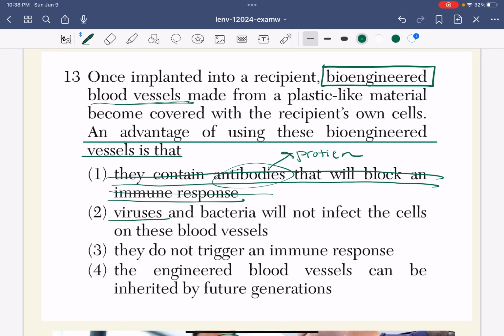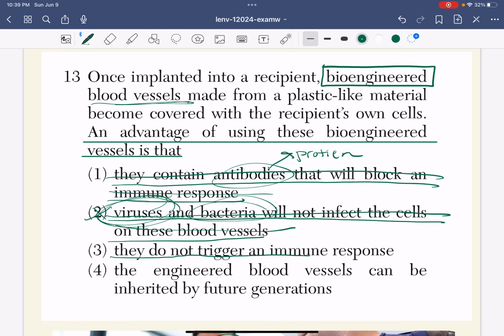2, viruses and bacteria will not infect the cells on these blood vessels. That's not true. A cell is a cell is a cell. So any cell can be invaded by a pathogenic bacteria or a virus. That's what they do. They invade your cells. Viruses go in. So if your cells regenerate and you have cells, they will absolutely still infect it. Choice 3, they do not trigger an immune response.